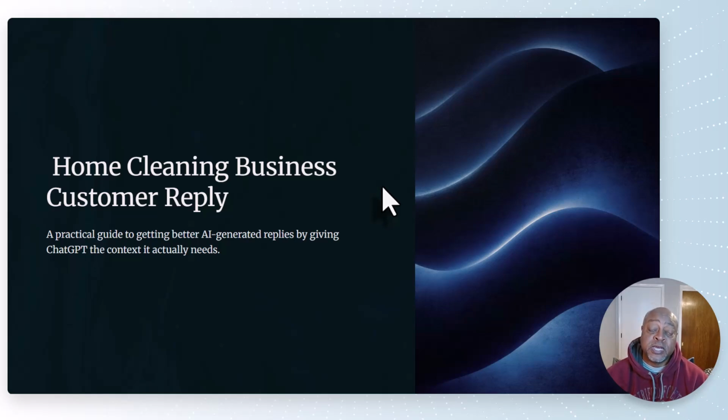Hi, this is Reginald Martin of the Agentic Teacher, and today I wanted to give you an example of a workflow, a specific example for a home cleaning business. What I'm showing you is the difference between how you can prompt ChatGPT with something generic, but then get something totally different when you give it context. So let's go through this. It's a home cleaning business and customer reply: a practical guide to getting better AI generated replies by giving ChatGPT the context it actually needs.